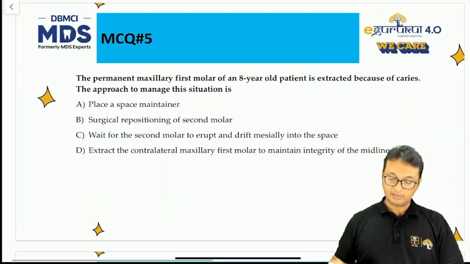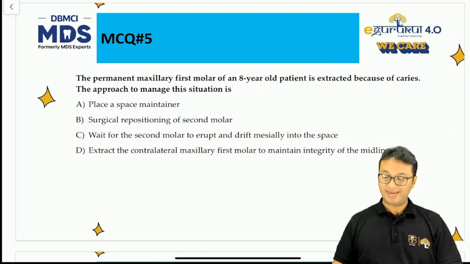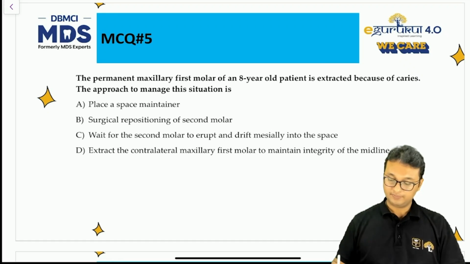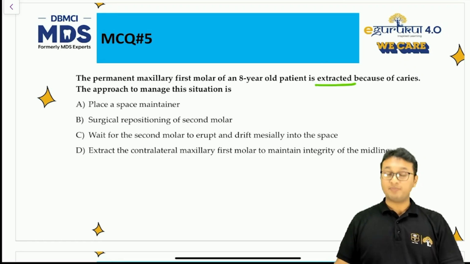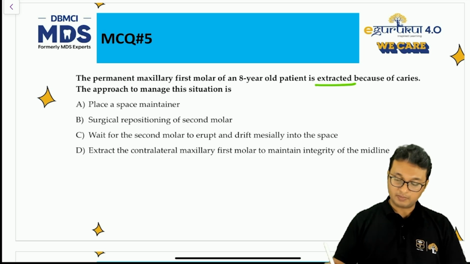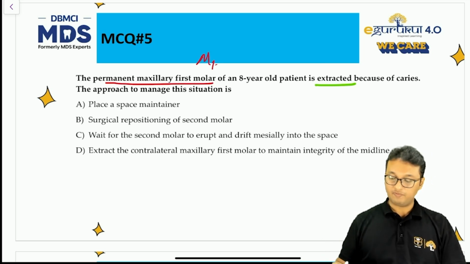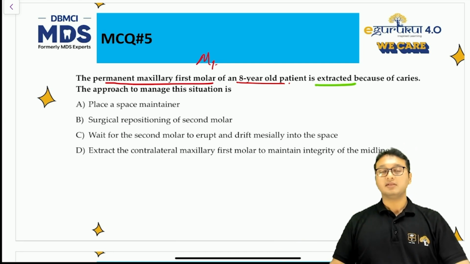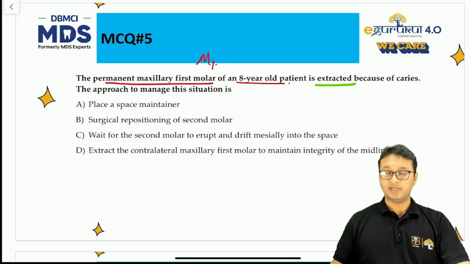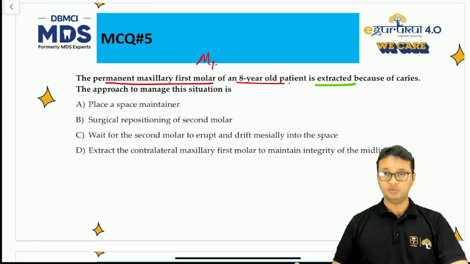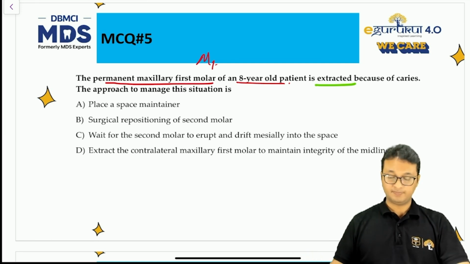Next: the permanent maxillary first molar of an 8-year-old patient is extracted because of caries. The question is asking about the approach to manage the situation. The patient is 8 years old, which means the second molar has not yet erupted. It might be developing in the bone, but it has not erupted as yet for an 8-year-old patient.